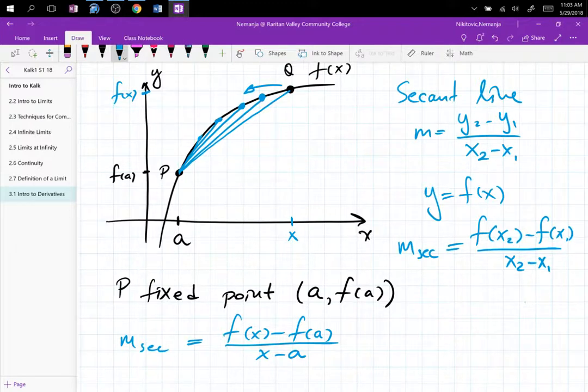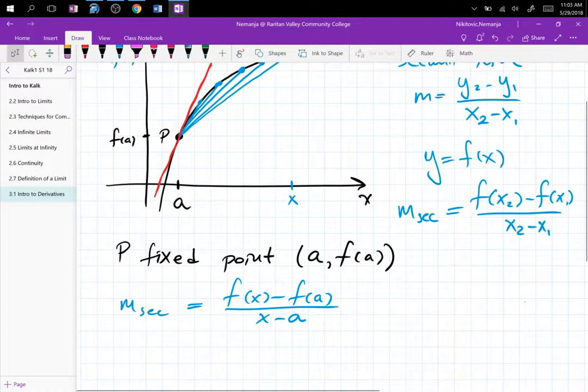And make no mistake, there is a line there. There is a linear line that goes just through this point. And I'll put that line in red because it's special. The red line is called the tangent line.